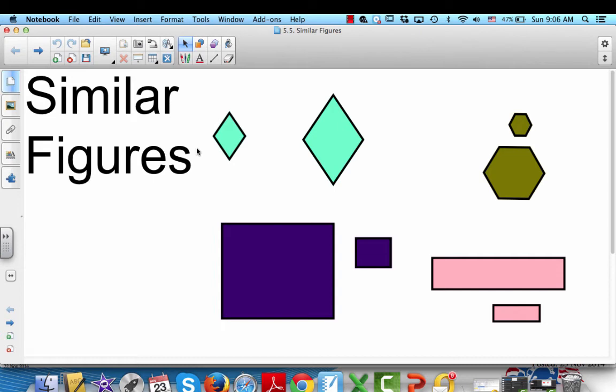Okay, we're going to be studying similar figures. Now, all these figures that you see here on this screen all look similar, and probably they are similar, but the thing is you don't know that. In mathematics, you don't know that until certain conditions are met. So let's study what similar figures are.